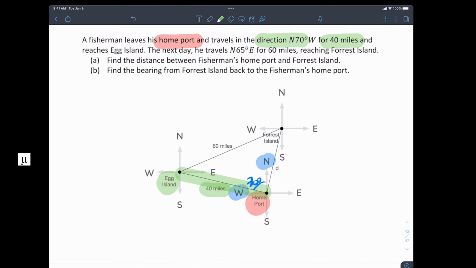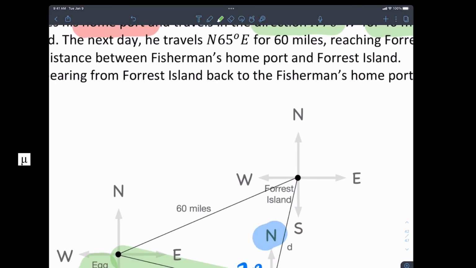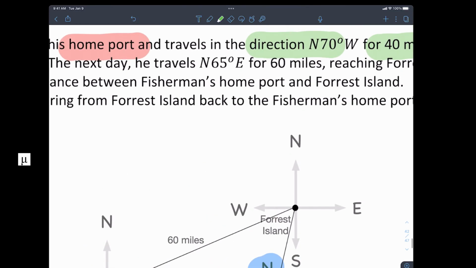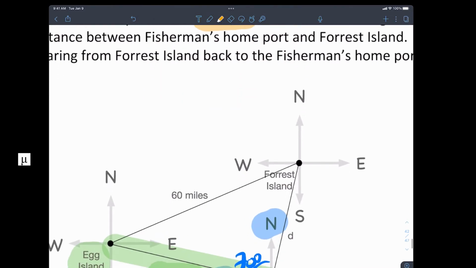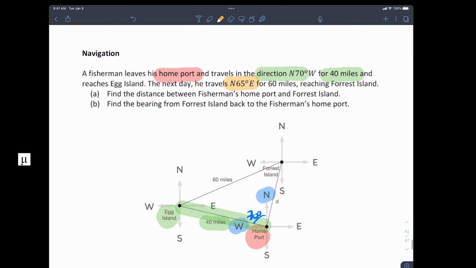What do you guys think? Not too bad? It's actually easier in some ways. You don't have to do distances, rate times time. And then they say what? So the next day, he travels now where? Where does he travel? North, 65 degrees east.